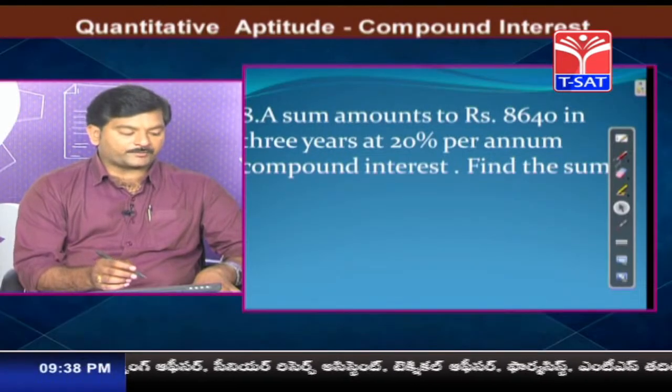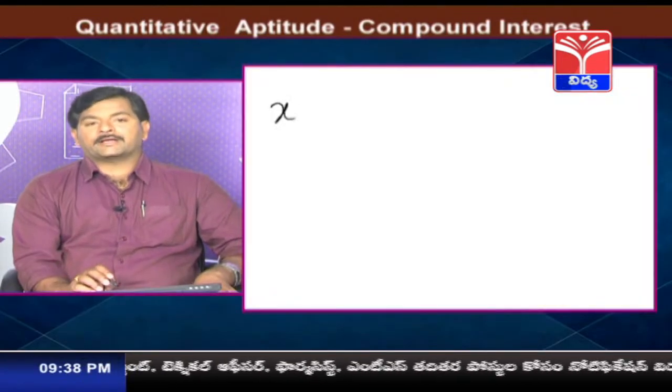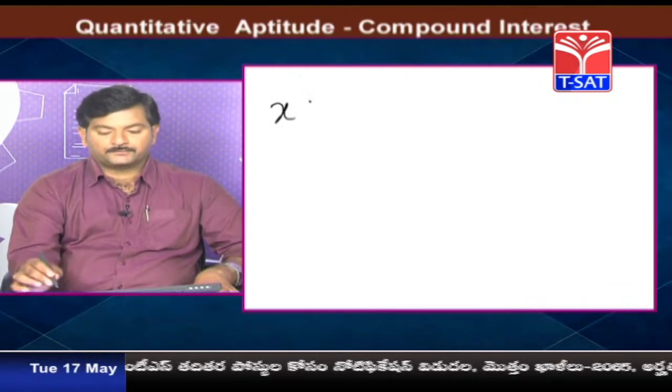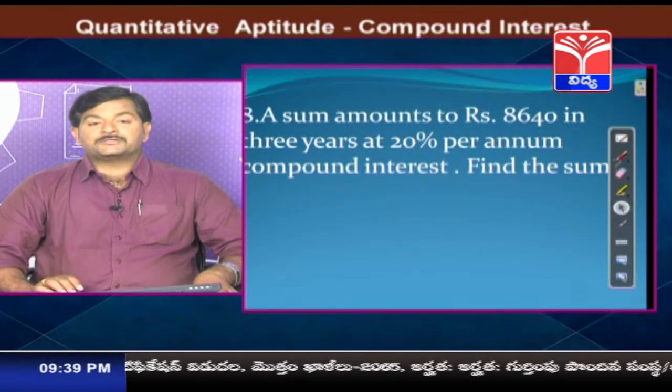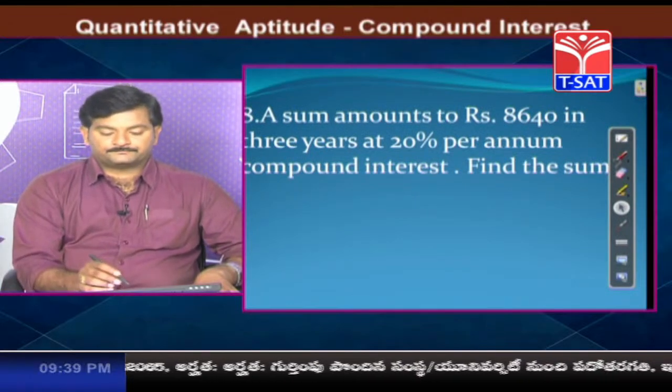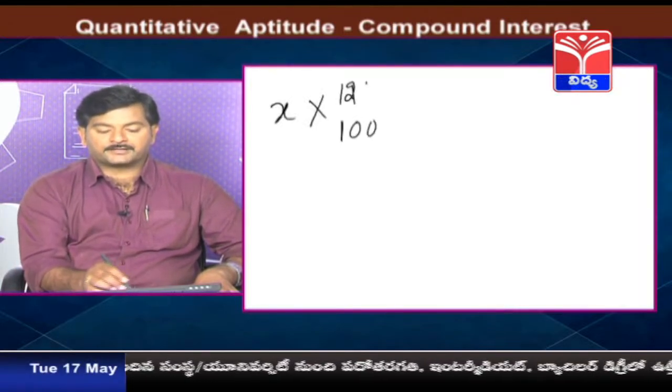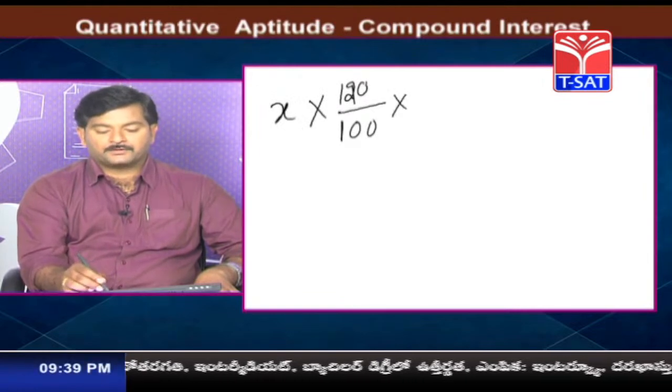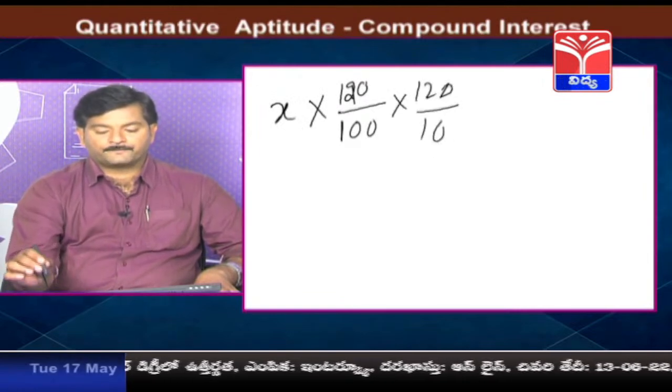But in this question, he has given the amount after 3 years and asked us to find the sum. Since he mentioned nothing else, we have to assume that interest is compounded yearly. The amount is 8,640 rupees. Let the principal amount be x. X into the rate of interest, which is given as 20%, so 120 by 100 into again 120 by 100.